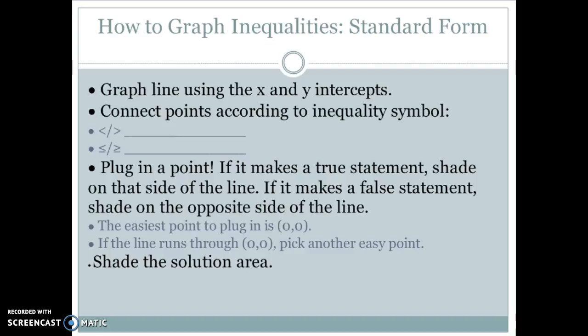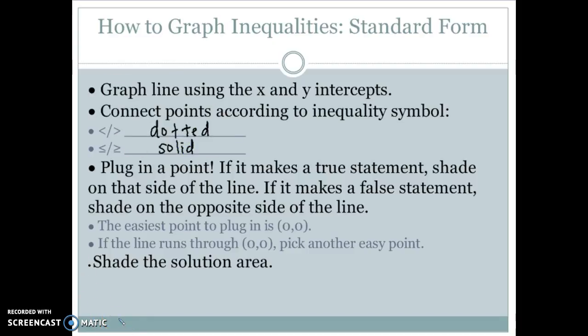You're going to graph using your x and y intercepts, covering up each one to find your intercepts like we've been doing, and then connect according to the symbol. Just like before, if it's just greater than or less than, you have a dotted line, and if it's or equal to, we have our solid line. So that's still the same.